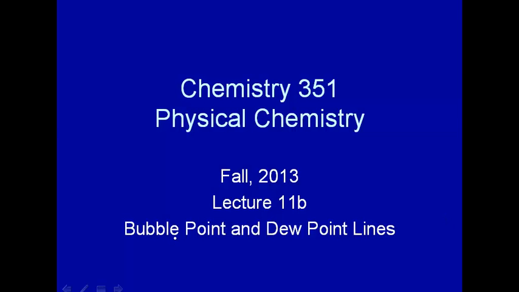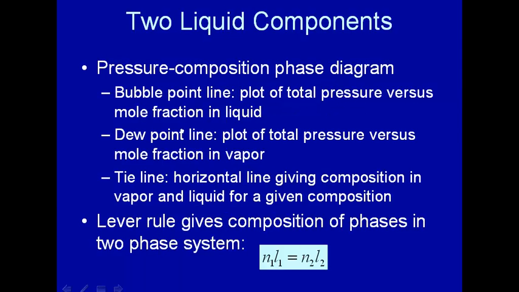So in this part of Lecture 11, what we want to develop is additional graphs, pressure composition graphs, in which we plot not only the total pressure as a function of mole fraction in the liquid, but also total pressure as a function of mole fraction in the vapor. These are examples of pressure composition phase diagrams, and what we're going to get is a bubble point line, a dew point line, and a tie line. Those are the three things that we want to develop in this part of the lecture.